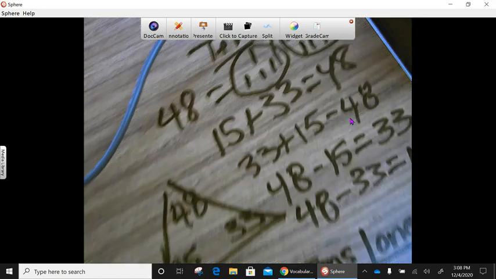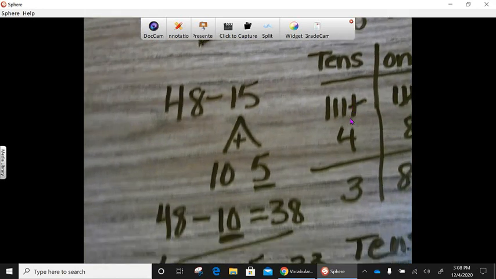I hope this helps. Different ways to look at the problem. And then you can always use different ways to find the answer right here.